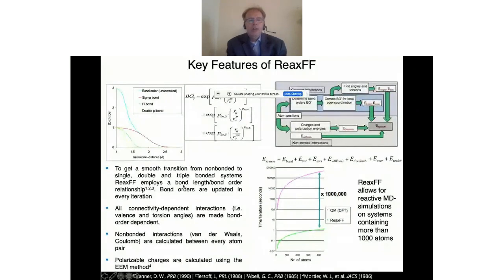So there's a bunch of parameters in there that we can train. But what we can now do is we can update these bond orders every iteration so that we can smoothly break existing bonds and recognize new bonds. Now, if we want to use three-body terms like valence angles or four-body terms like dihedrals or similar things, we make them bond order dependent. So we multiply them all by a bond order. So when a bond order goes to 0, all other connectivity-dependent interactions go to 0 as well. On top of that, we put non-bonded interactions.